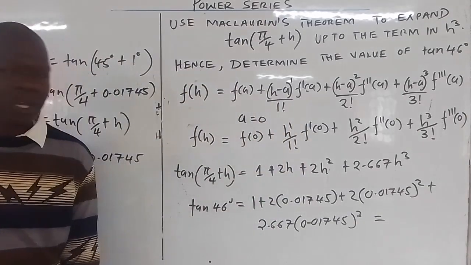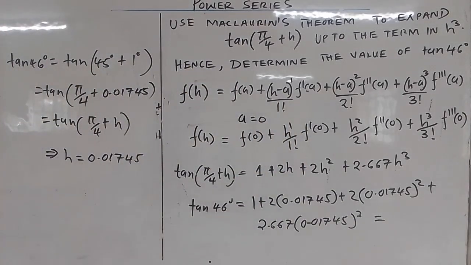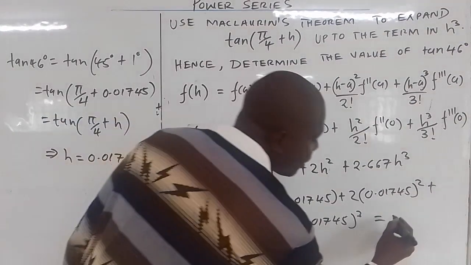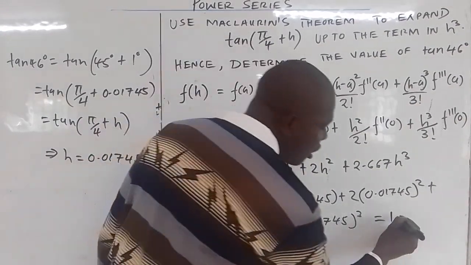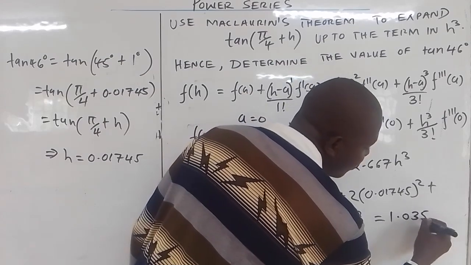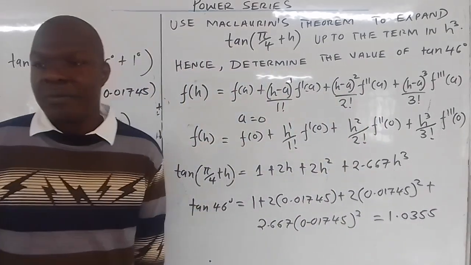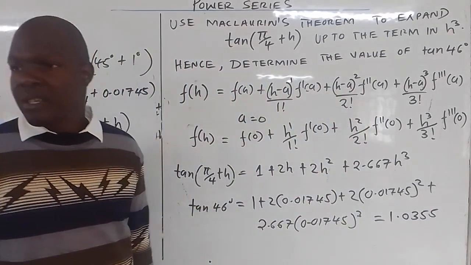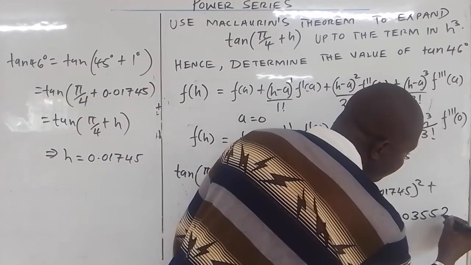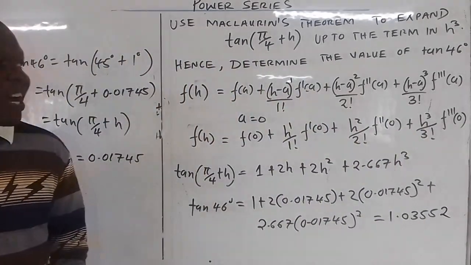What do you have if you do that? If you substitute the value of h, what do you have? What do we have? 1 point, into 5 decimal places. 1.035, into 5 decimal places. 1.03552. So that is the value of tan 46 degrees.